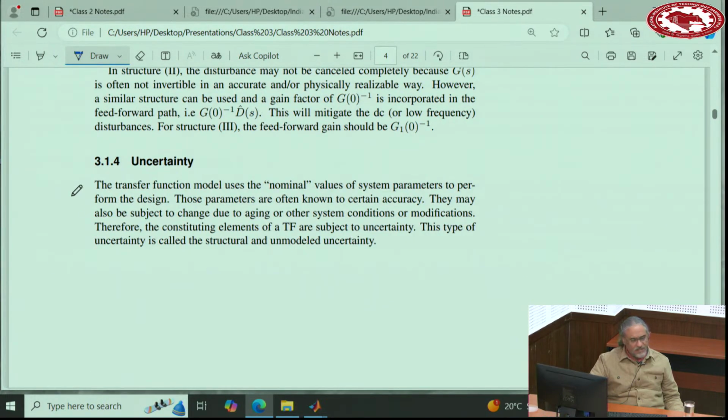Now, let me explain and then I'll come back. Uncertainty is when you don't know one parameter that you have in the mathematical model of this system, some parameter you may not exactly know. You assume VA equals 100 volts, but you are not 100% sure that it is exactly this amount. This we call uncertainty.